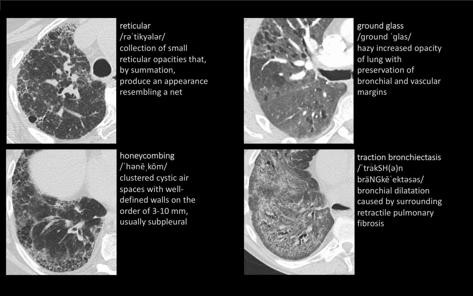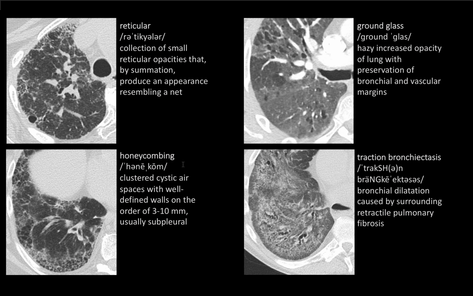Traction bronchiectasis is a special case of bronchiectasis that occurs not because of an underlying inflammation of the bronchi, but because the lung around the bronchus is abnormal. The lung around the bronchus is fibrotic and it's pulling the bronchus open. And traction bronchiectasis has this characteristic corkscrew appearance. So when you see traction bronchiectasis, this is a specific sign of pulmonary fibrosis.